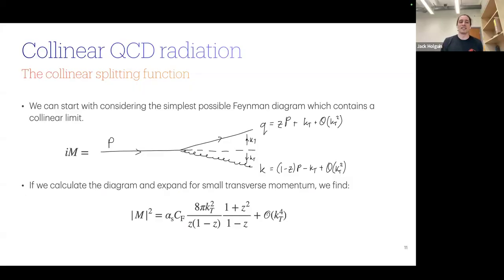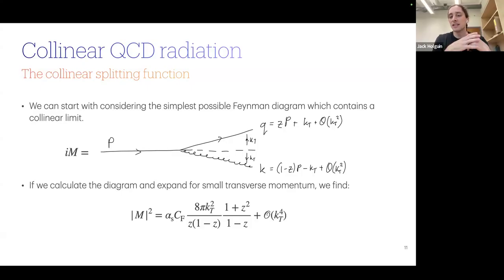And so with this said, the important thing to consider is the collinear limit of QCD radiation. And so let's consider the simplest possible Feynman diagram which contains this collinear limit and start building up the picture from there. So let's consider this Feynman diagram where I simply have a quark that fragments into another quark and a gluon. And we want to expand in the limit that the gluon is emitted at a low transverse momentum, so the kT of the gluon as I've labeled it here.